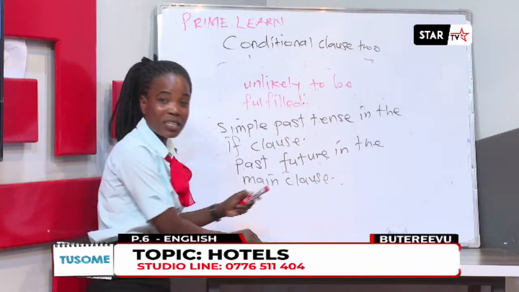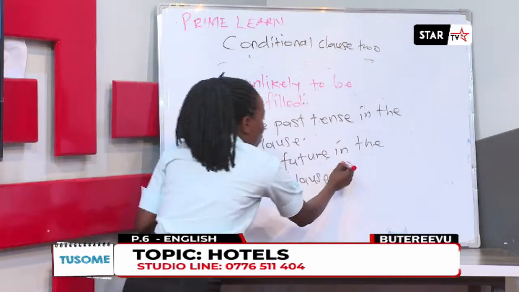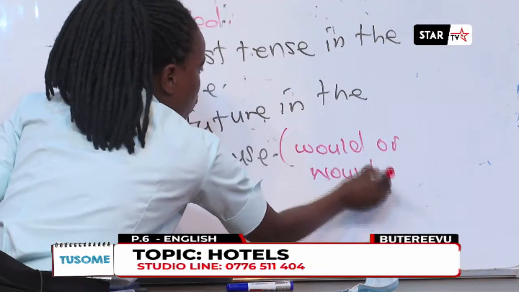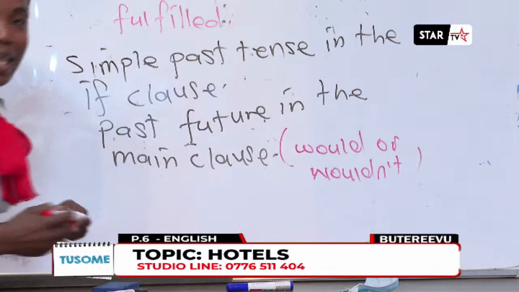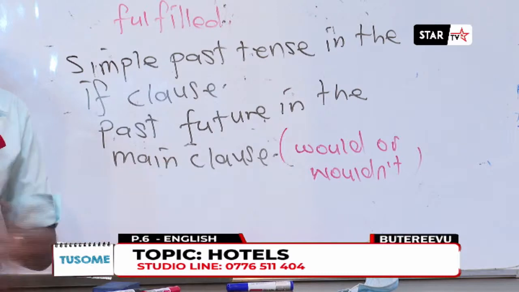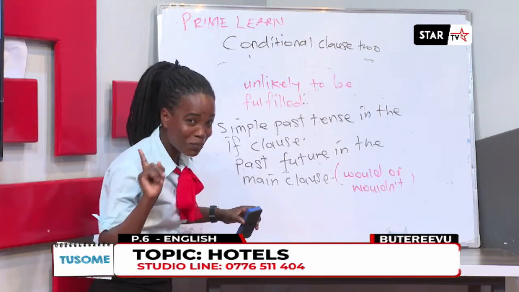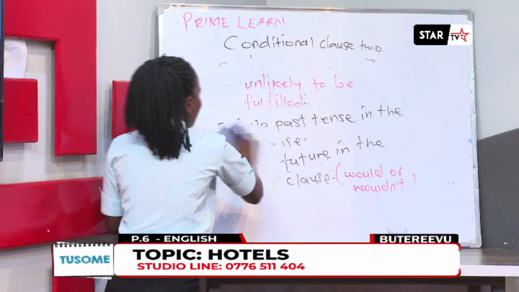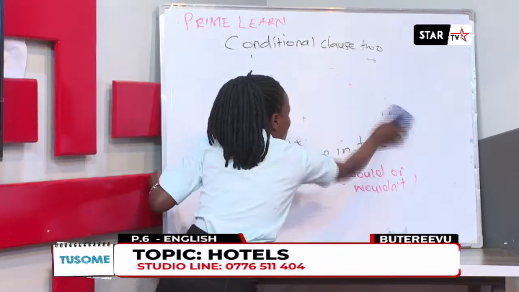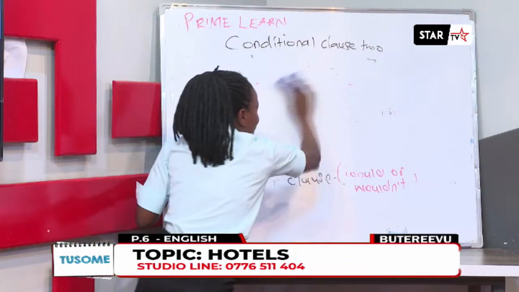When I talk about the past future, don't get lost, my precious viewer. Here we are going to be using would or wouldn't where necessary. Now for you to get this one clearly, let's use the examples I have brought for you. Feel free to write as learning is going on, as well as paying maximum attention. Now my precious viewer, remember we are going to be changing sentences from the conditional clause 1, which we all know by this time, to conditional clause 2.